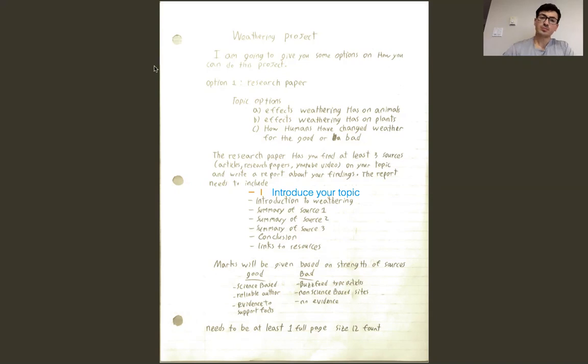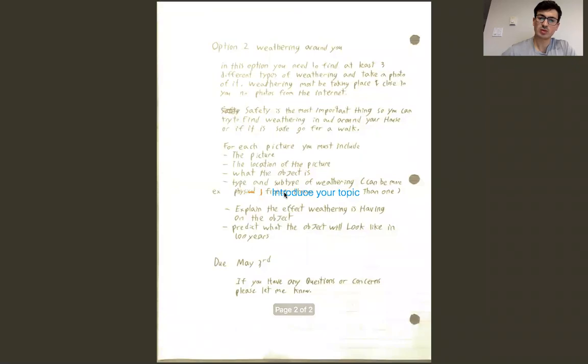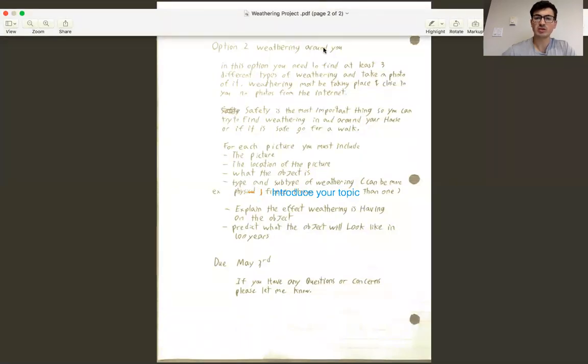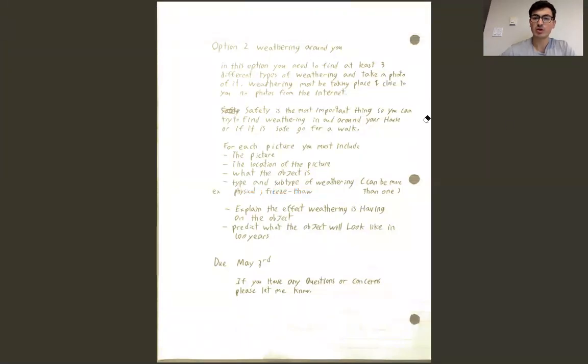Okay, so looking at option number 2, weathering around you. In this option, what I had in mind is either looking in your house or outside on a walk if it's safe for you to go outside and you have the availability. Look for different types of weathering that's happening around you. Find at least 3 different types of weathering and take a photo of it.